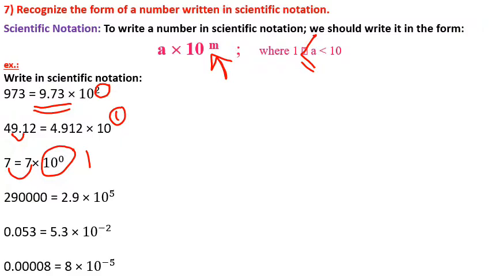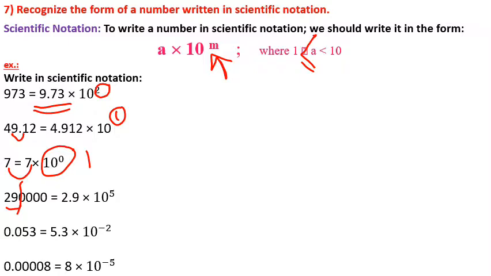29,0,0,0,0. I should make it a number between 1 and 10. First, I should split between the number and the zeros. Is 29 between 1 and 10? No. So I should make it 2.9 times 10 to the power 5. Why? Because we have 4 zeros and we moved it one digit, so we have to the power 5.